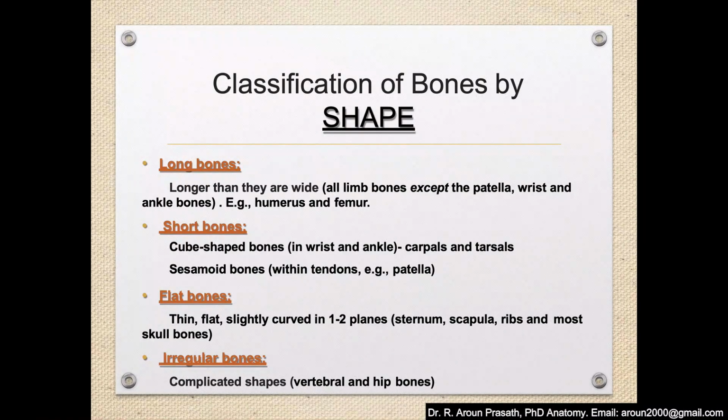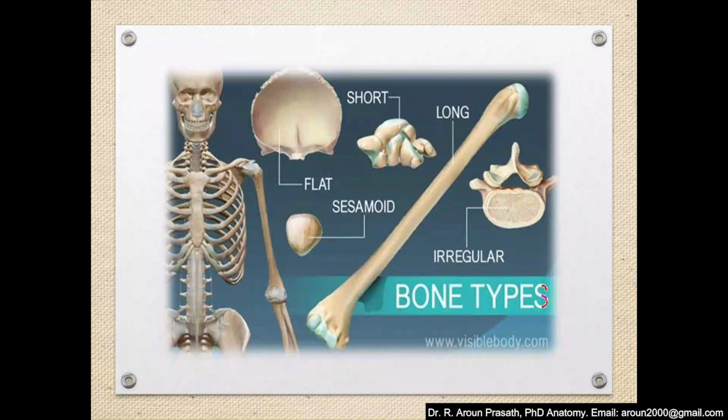Then irregular bones are the bones to which we cannot assign any shape. We call the innominate bone an irregular bone. In the hip region, in the pelvis, we have the right innominate and the left innominate bone. We call it an irregular bone, and the vertebral bones are also an example of irregular bones. So this is an example of a flat bone in the body.